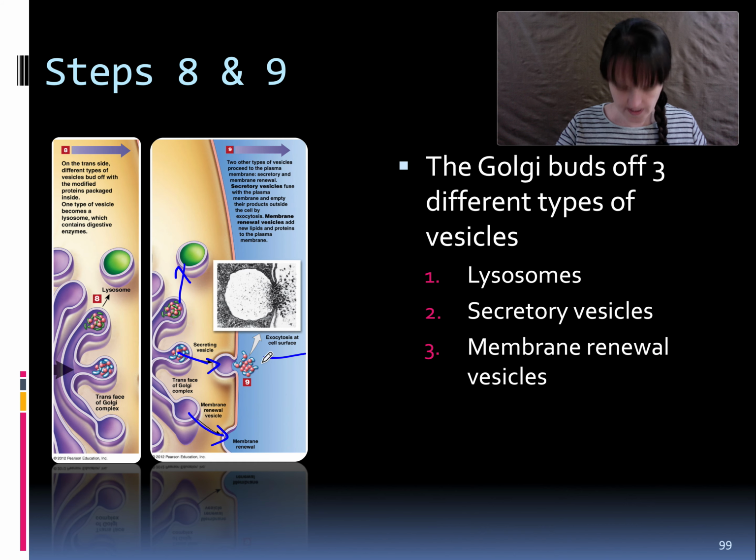Are we still on page 24? We are. We're going through the picture.